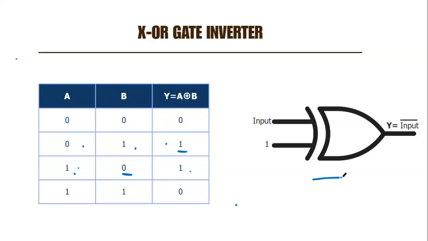Consider this XOR gate. One of its inputs is fed with a 1. So in this case, the output Y will be the complement of the input given to the other input terminal. Hence, Y is given by input complement or input bar.